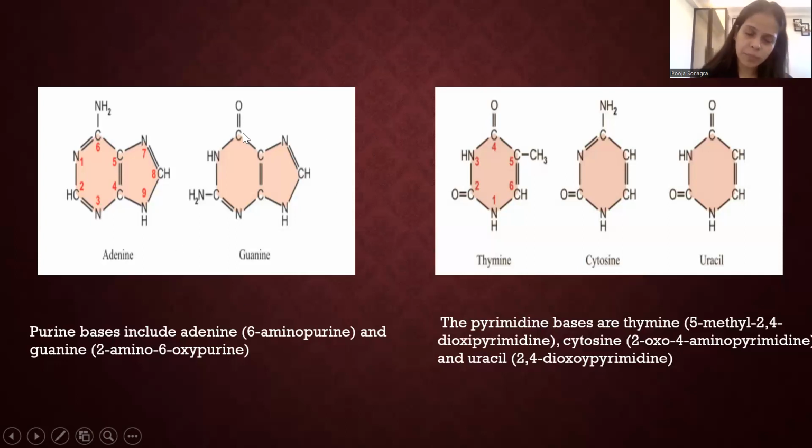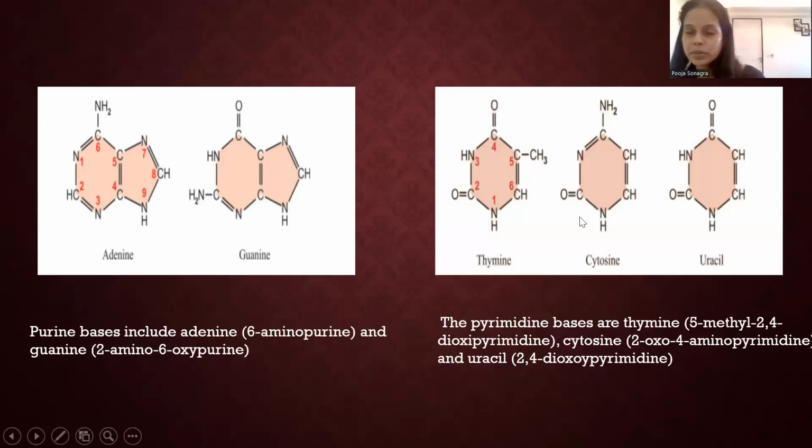Coming to guanine, guanine is different from adenine, as it is 2-amino-6-oxypurine. Here we can see at the second position, there is NH2 present. And at the 6th position, there is oxygen present here. Okay, so hence guanine is 2-amino-6-oxypurine, and adenine is 6-aminopurine.